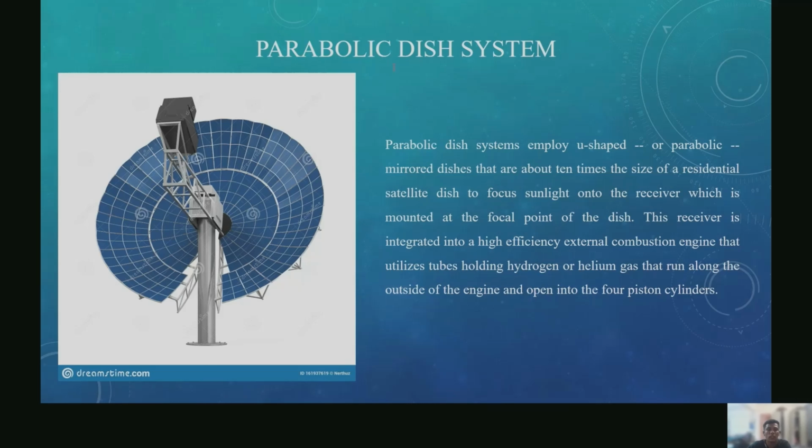As the concentrated sunlight is collected by the receiver, it heats the gas in the tubes to extreme temperatures, causing the hot gas to expand within the cylinders. This expanding gas drives the piston, which turns a crankshaft, which in turn powers the generator that produces electricity. In a parabolic dish system, the receiver, engine, and generator form a single combined assembly placed at the focal point of the mirrored dish. In order to capture the peak amount of solar energy, the dish system follows the sun's path across the sky, similar to a tracking array.